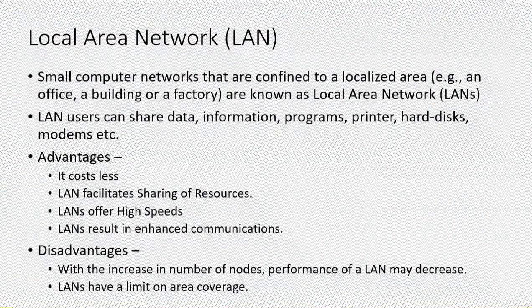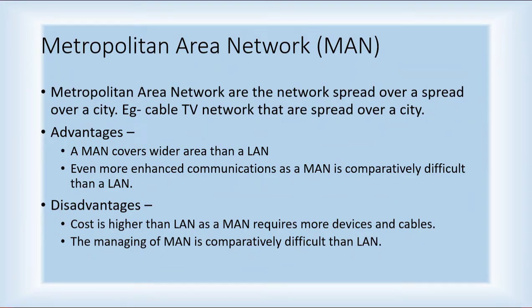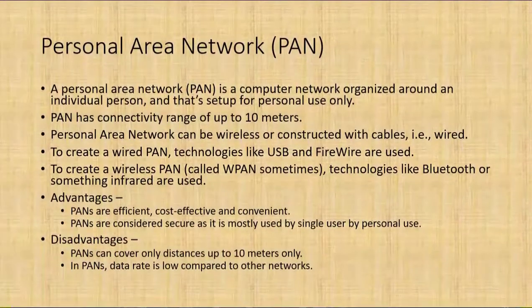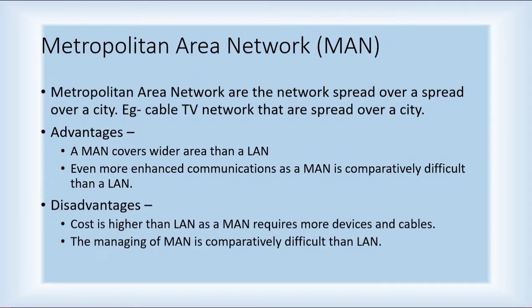With these two disadvantages, let's begin with the next type of network, and that is the metropolitan area network. Metropolitan area networks are networks which are spread over a city, like your cable TV networks that are spread over a city. As I have already given you examples earlier, these are networks created to share information within the city limit. That is the metropolitan area network.